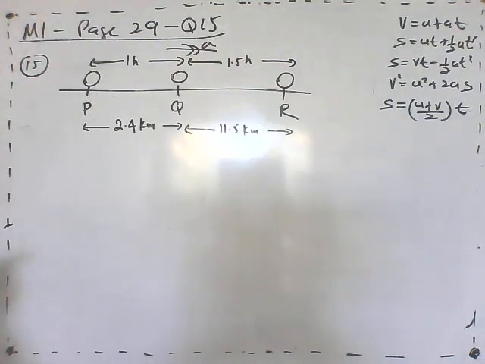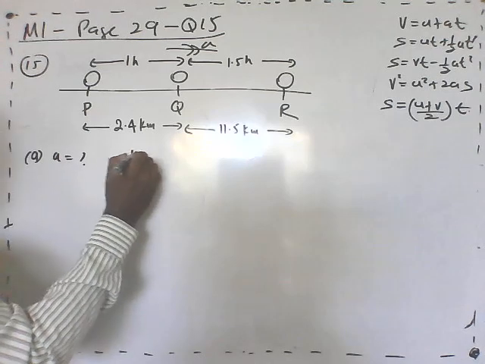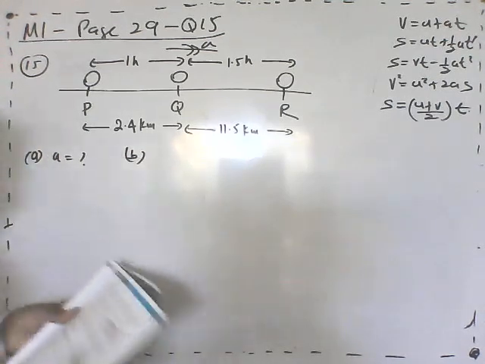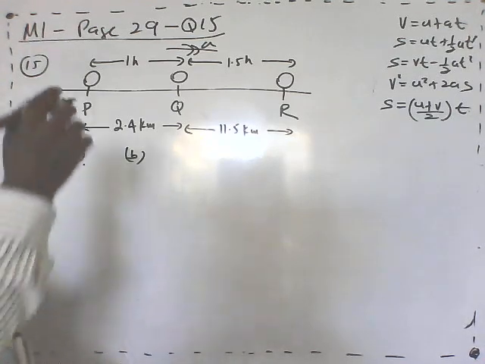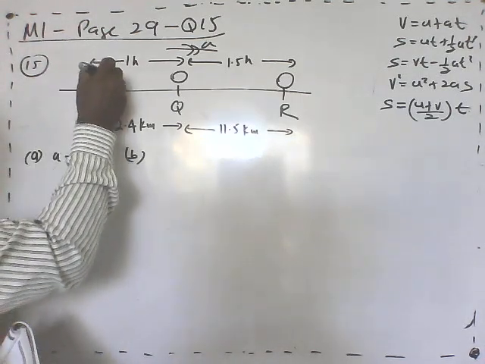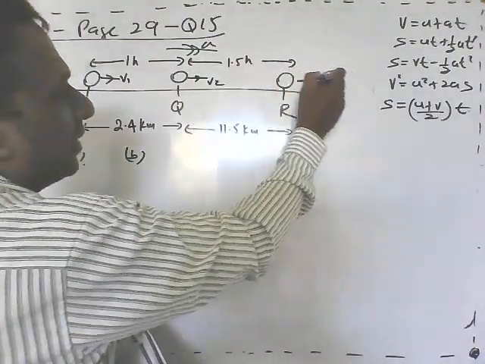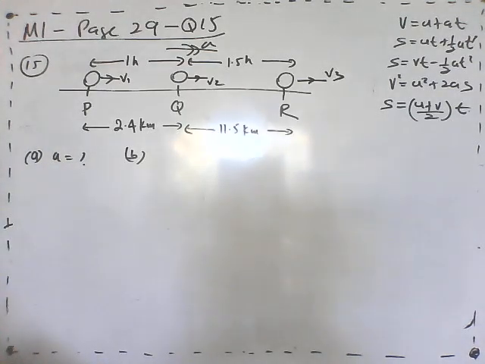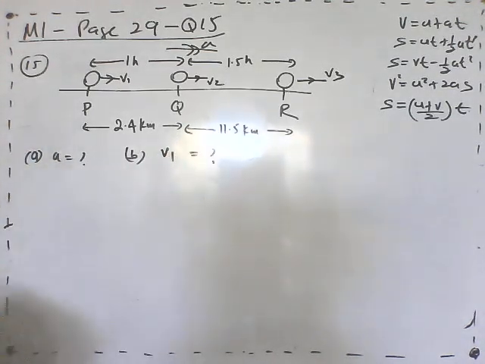Part A, what they want is the acceleration, right? And part B, what they want is the velocity. So we will put here, maybe here V1, here V2 and V3. So there are three different velocities. So what they want is V1, right? Part A we will see how to approach, right?